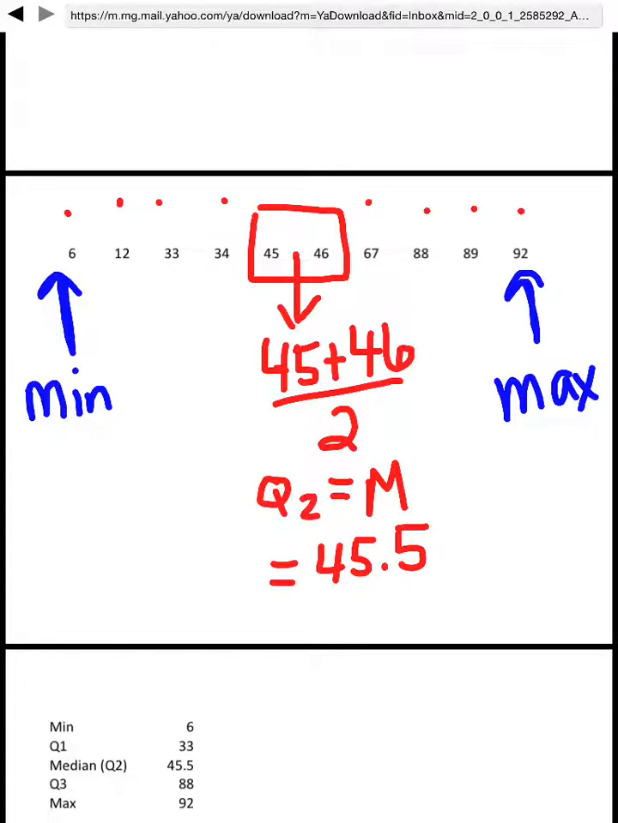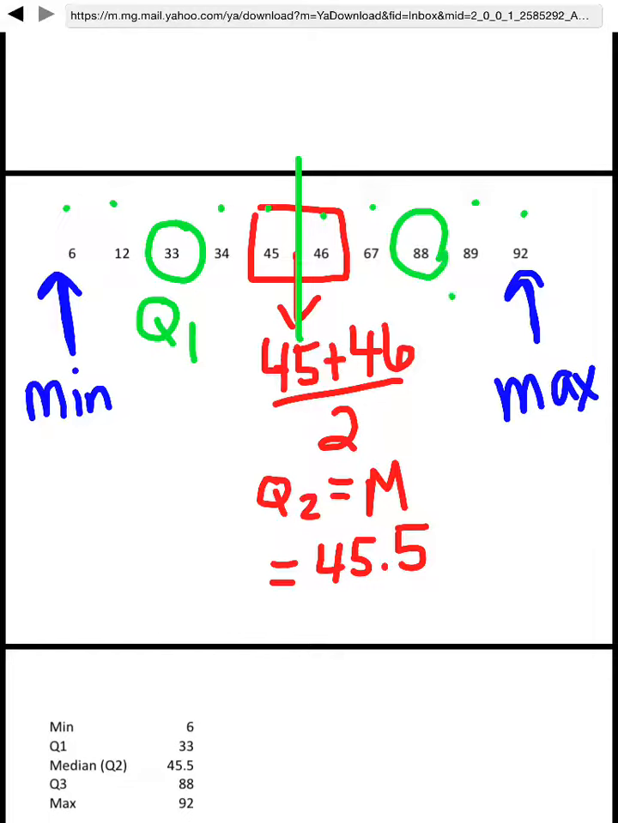Now what we want to do is find Q1 and Q3. We are going to do this by looking at the bottom half of the data set. So because we did not use the 45 and the 46 as the actual middle number, they will be used in finding Q1 and Q3. So looking at the bottom half of the data set, I'm going to do the same thing in pairing 6 and 45, 12 and 34, and I find that I have a middle number of 33, which is Q1. I do the same thing for the top half, 46 and 92, 67, 89, one middle number, Q3.